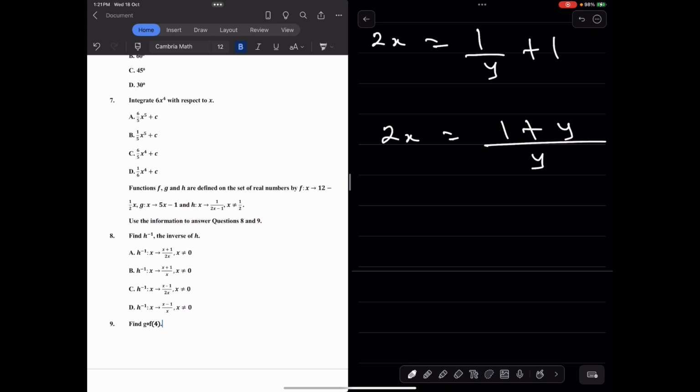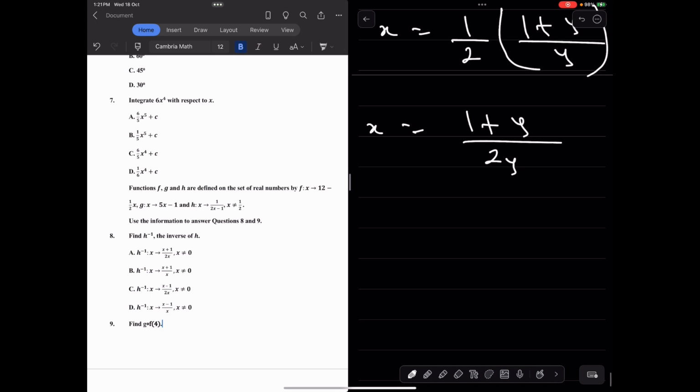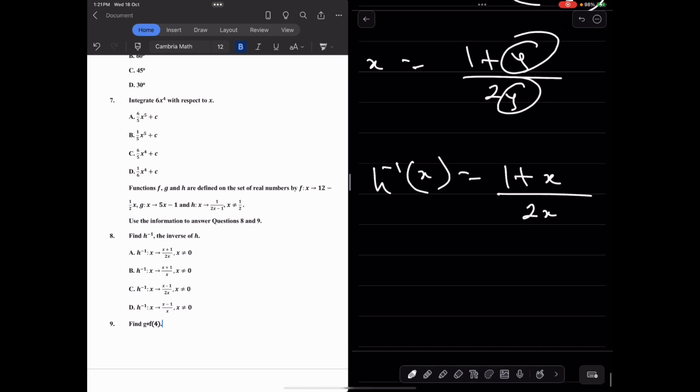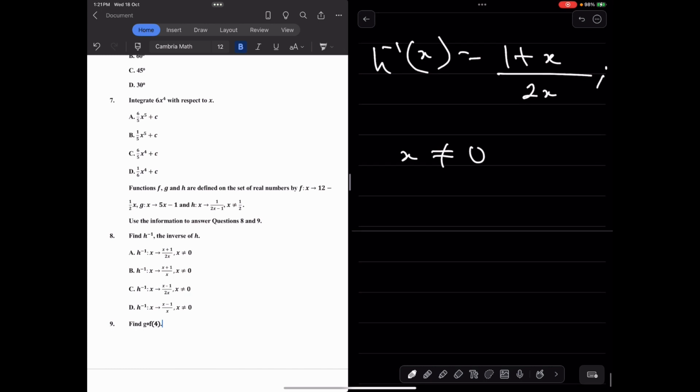Now if I divide through by 2, x is going to be equal to 1 over 2 into bracket 1 plus y over y, which means x equals 1 plus y over 2y. So therefore the inverse of h is, what you do is just replace all the y's with x's. That simply means 1 plus x all over 2x, where x is not equal to 0. Now that's the inverse of h, and the correct option is A.